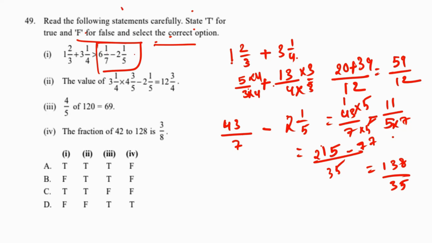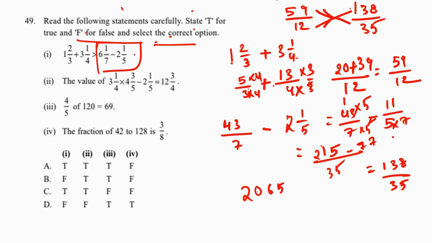Now, if we just cross multiply, that would help us know. The left hand side was 59/12. The right hand side was 138/35. If we multiply 59 by 35, the left hand side would become 2065. We need to do cross multiplication. And if we multiply 138 by 12, that would give us 1656. So yes, is it greater? Yeah. So the first statement is true.